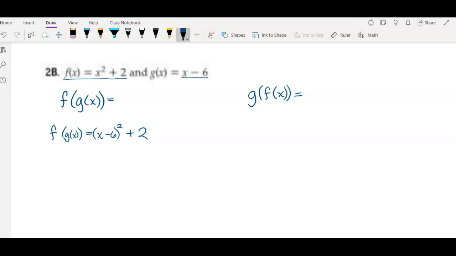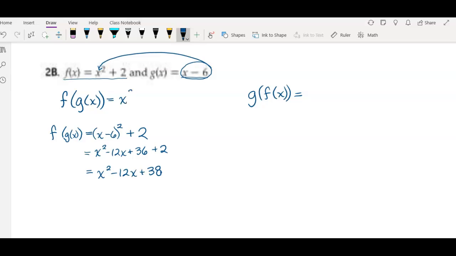So you start with your big function on the outside, f, and you change all the x's to the g of x. It goes right in, making a little substitution there. Next, I have to multiply this with either box or FOIL, and I get x squared minus 12x plus 36 plus 2. Simplifying further, I get x squared minus 12x plus 38. And that's my answer. X squared minus 12x plus 38.